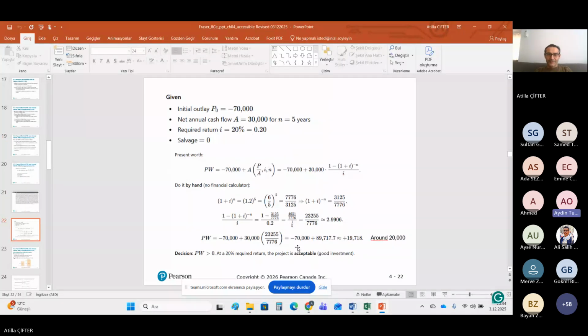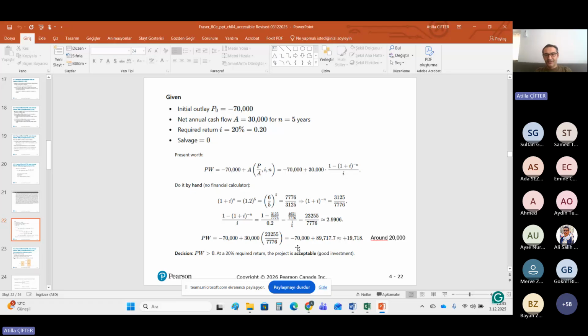Hocam, should we think that the required return, called I, 20%, is an interest rate or is it different? Okay, it's actually an interest rate, but the required interest rate, the required return from this project. Because we expect that the return of this project in 5 years will be equal to 20%.